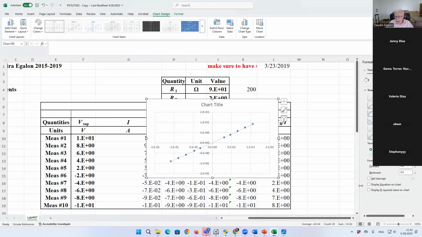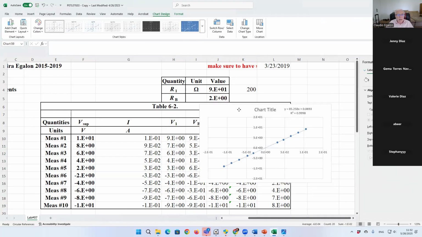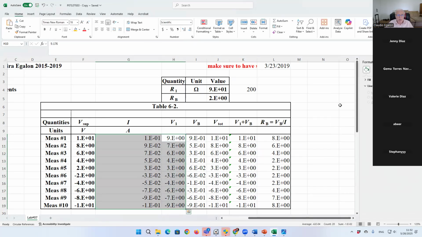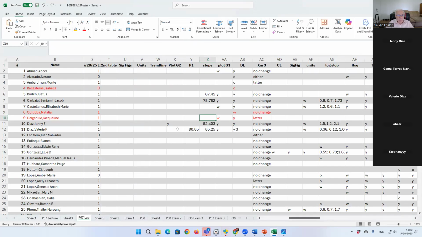Add trend line, display equation chart. Yeah, that's right. It's a 5% difference. It's not common to get this big difference in this type of experiment. But yeah, okay, we got the right numbers. And now I want you to plot the second graph, right? Okay, I did. You already did?